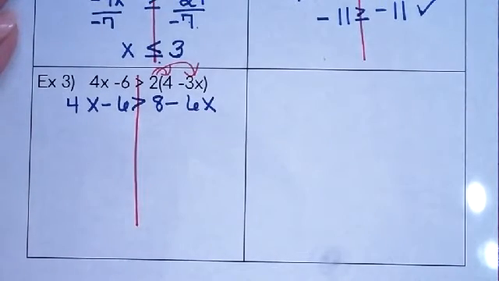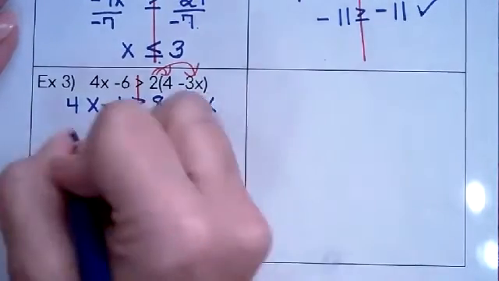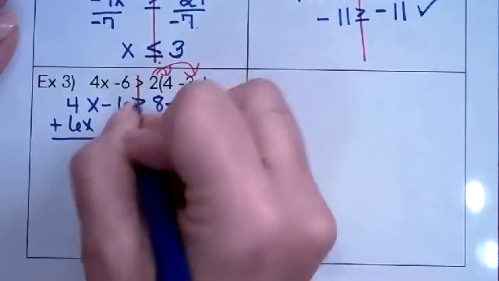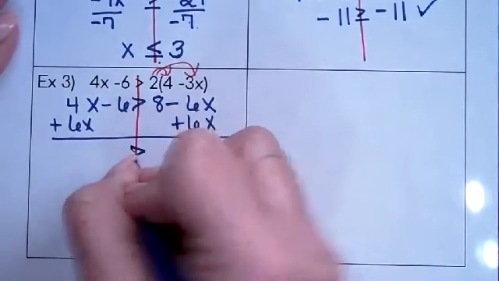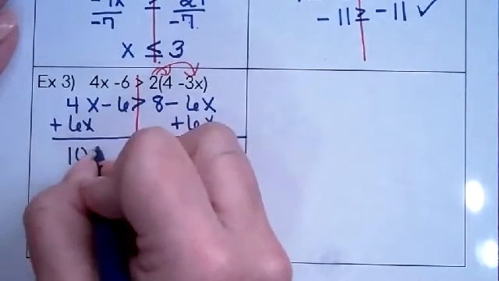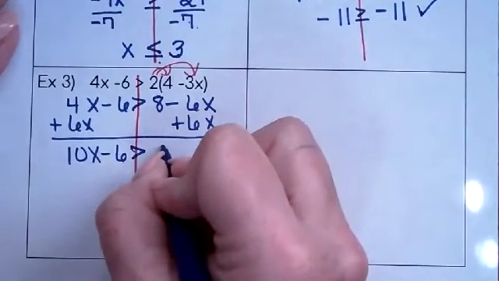Now, remember what are we going to do next? We're going to put the x's on the left side together. Okay, so that means I'm going to add this 6x to both sides. See how this is just like those equations? It's just got that inequality in the middle instead of an equal sign. Well, 4x plus 6x is 10x minus 6, and that's going to give me 8.